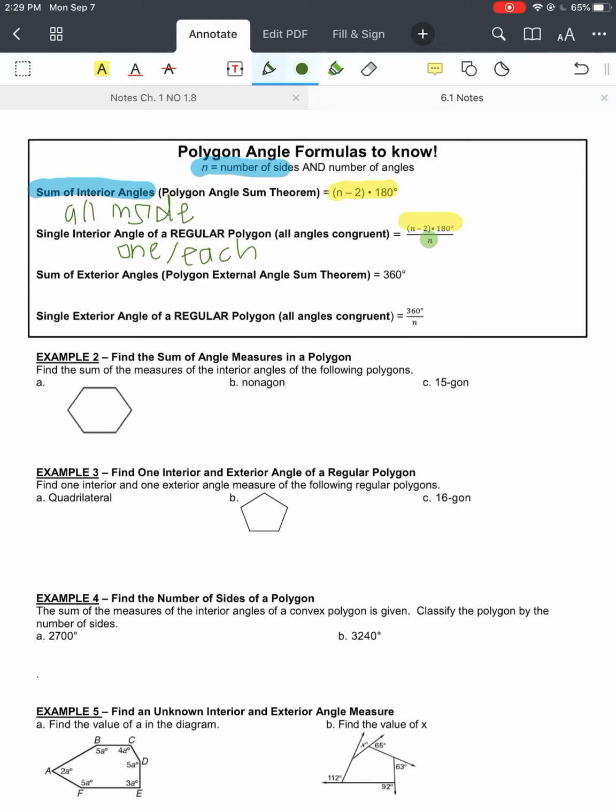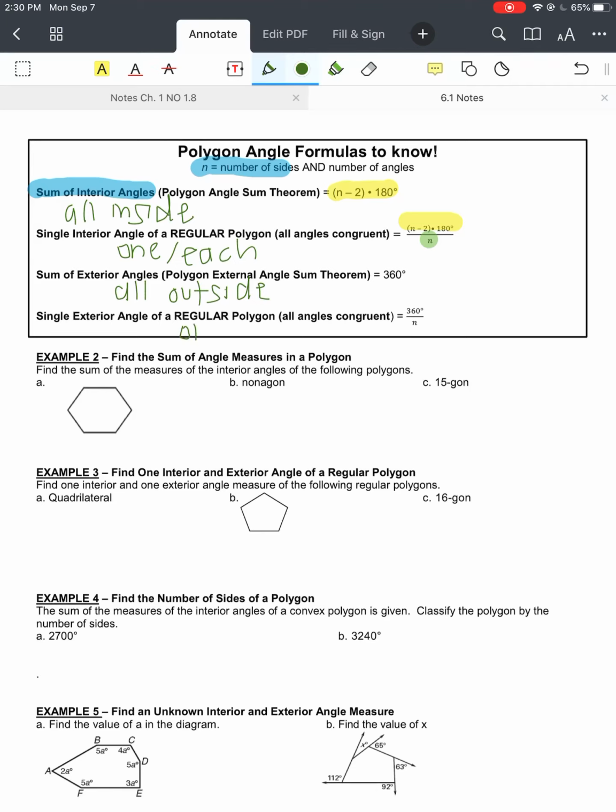The sum of the exterior would be all the outside angles. And it's always going to be 360. It doesn't matter how many sides a polygon has. A quadrilateral with 4 sides, the exterior angles will add up to 360. A dodecagon with 12 sides, its exterior angles will add up to 360. So that does not change.